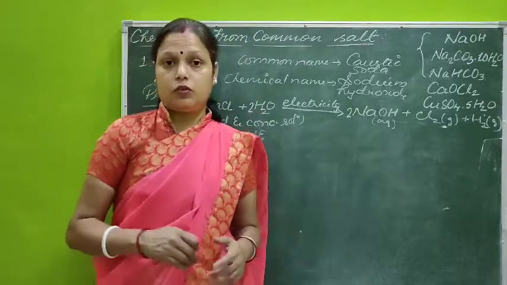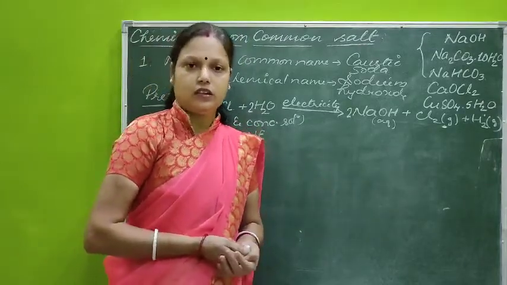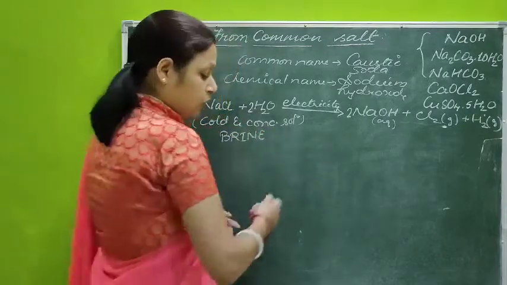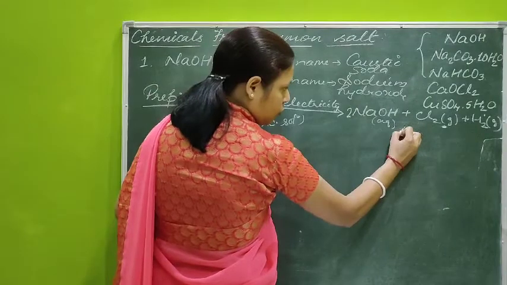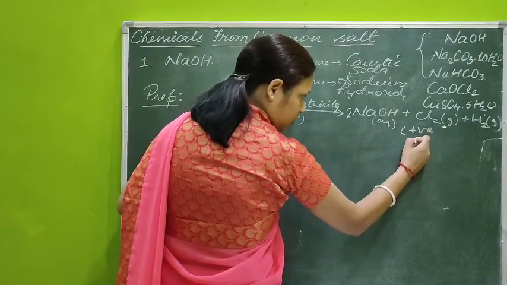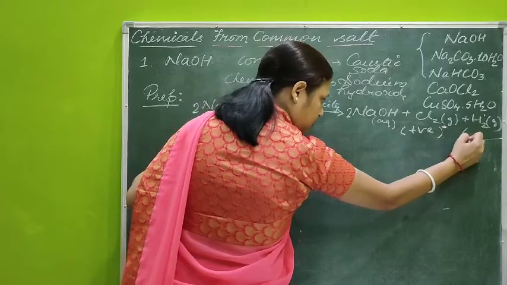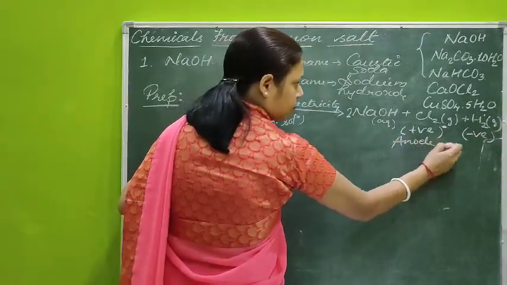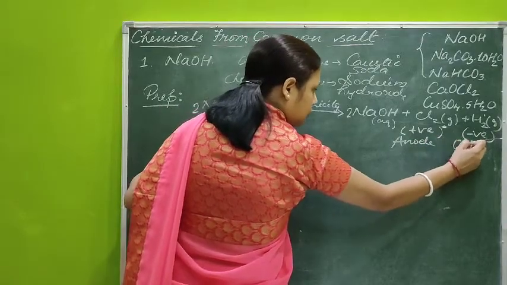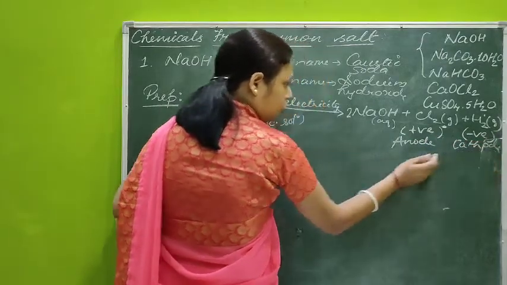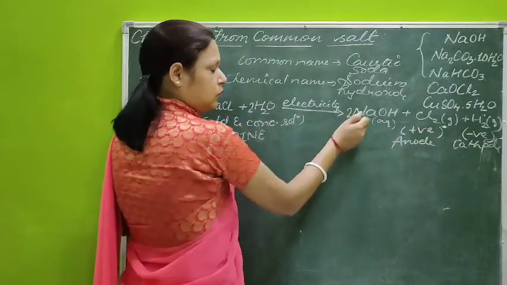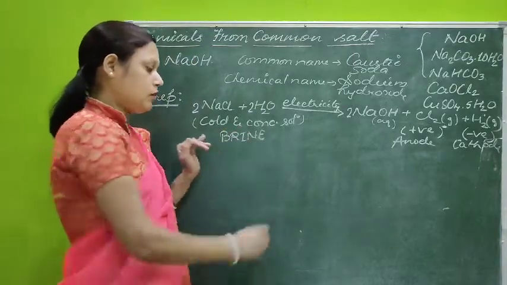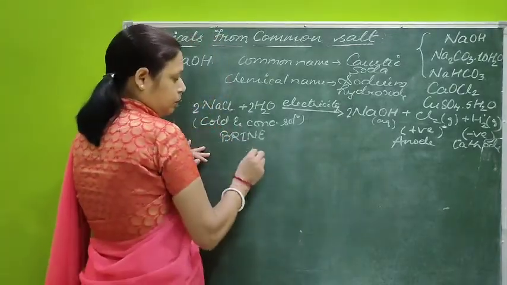It's an electrolysis process, so definitely it is carried out in an electrolytic chamber which contains two electrodes, anode and cathode. The chlorine is obtained at the positive electrode, that is your anode, and hydrogen is collected at the negative electrode, that is your cathode. The sodium hydroxide is present at the bottom in aqueous form itself.